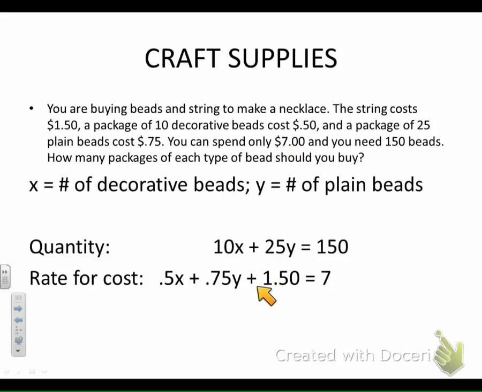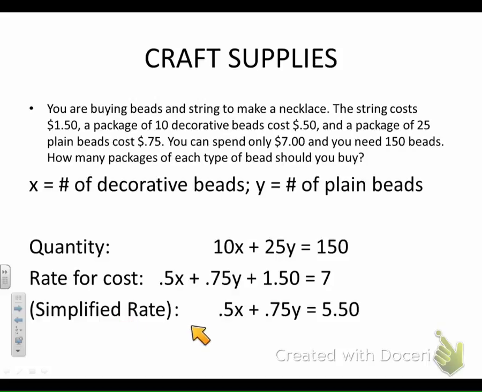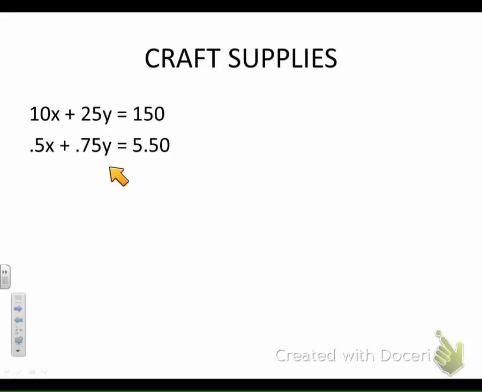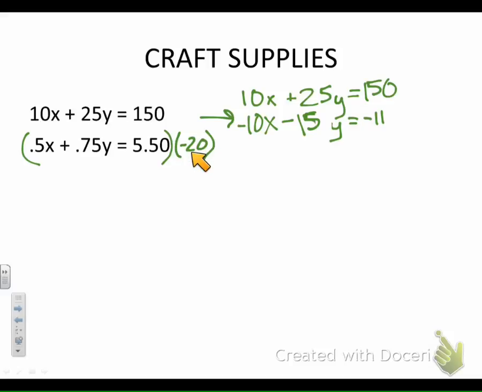All right. We may only have maybe 2 beads on this. Yeah, simplified rate equation. You've got to take that $1.50 cost of string away from 7. So now we have 50 cents per decorative bead plus 75 cents for a plain bead, total of $5.50. I'm going to use this quantity equation with this money equation. I'm going to show the work up here in broken steps. So I'm multiplying that second equation by negative 20 because I just wanted to eliminate the x's.